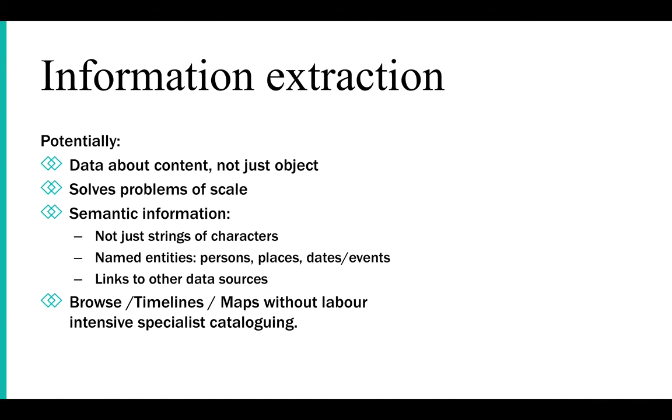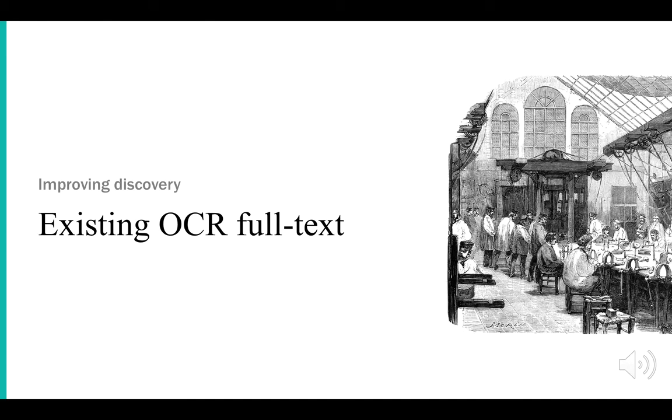And we can get semantic information. So not just strings of characters and numbers, but we get things like named entities, persons, places, dates, events. We may be able to auto-generate links to other data sources like Wikipedia or DBpedia or GeoNames and so on. And if we can get some of that information out, we can then create user interfaces that allow people to browse that content, view it in timelines or on maps, without labour-intensive specialist cataloguing, which may not be practical or affordable. So let's take a case where we have existing full text.